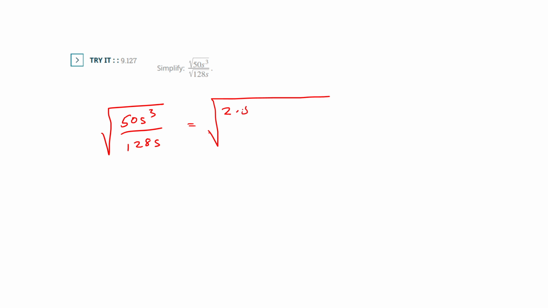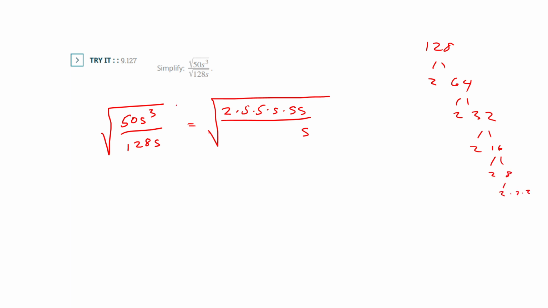Now I'm going to do all the factors. Oh, sorry, these are s's and those are 5's. Okay, got one s on the bottom. What's 128 made up of? Okay, I've got them all broken down. All I can cancel is 1, 2, and a 3.